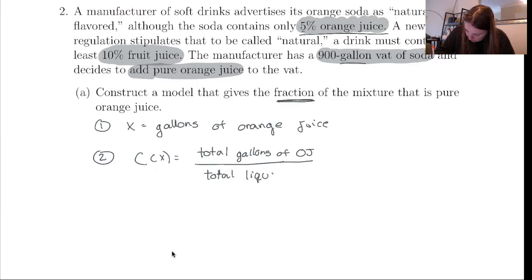liquid in the tank. And I don't just write 900 because if I have a 900 gallon vat of 5%, I'm adding pure orange juice. So I actually had an example of orange juice and I drank it. That would have been really smart. But if I only have wine over there, I can't use that. I'm adding more into it. So the volume's going to grow with the amount that I add. Okay.